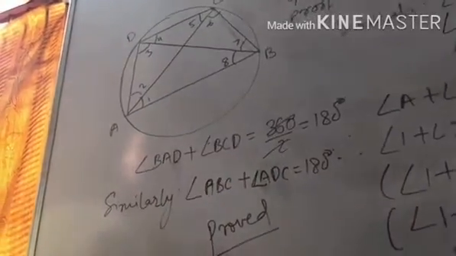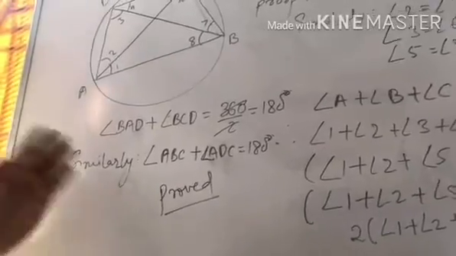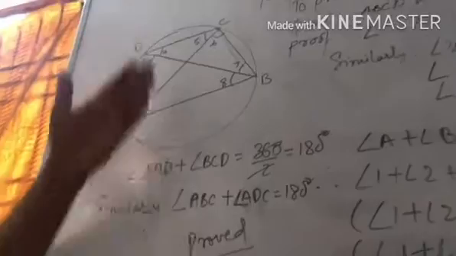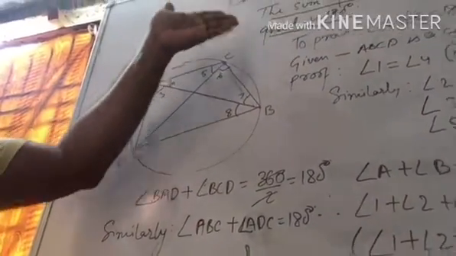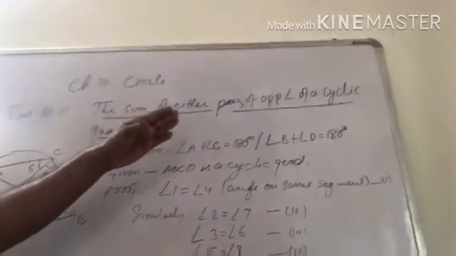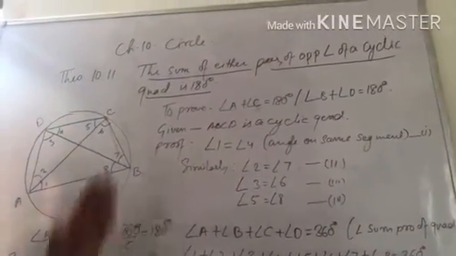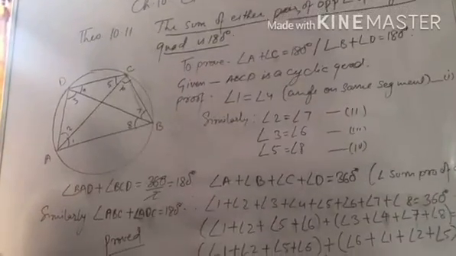Now it's hence proved, the sum of opposite angles of a cyclic quadrilateral is 180 degrees. And this is theorem 10.11 from chapter number 10, Circles. See the theorem once again: the sum of either pair of opposite angles of a cyclic quadrilateral is 180 degrees. This is the process of how we solve this theorem.